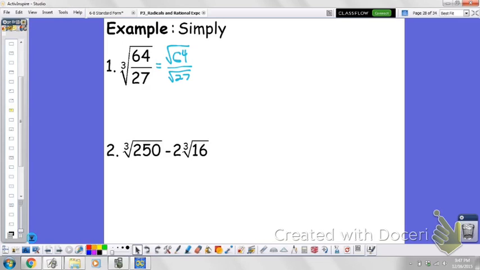So let's look at the factor tree of 64. And since I'm doing a cube root, I'm looking for sets of 3. Well, 64 is 8 and 8. And I can split each 8 up into 2's. So I'm looking for sets of 3, so there's a 2. Then I have another set of 2's. So root 64 is equal to 2 times 2.